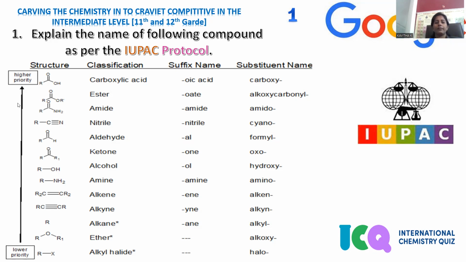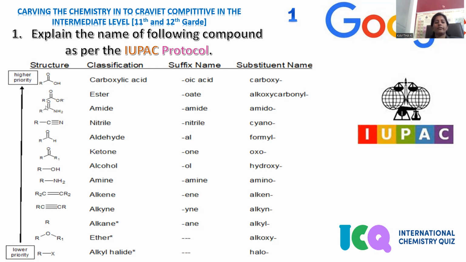RCOOH is called the higher priority group. Here we are ascending towards higher priority. Carboxylic acid, where C double bond OH, is called carboxylic acid, and according to IUPAC it is denoted as alkanoic acid. So oic acid will be the suffix. If it is a substituent, you have to mention carboxy. Whenever C double bond OR is there, that is called ester. Ester is named alkanoate, right? As a substituent, alkoxycarbonyl you have to mention. If this is the main functional group, you have to go for alkanoate.